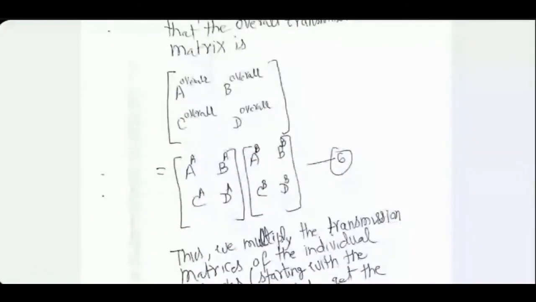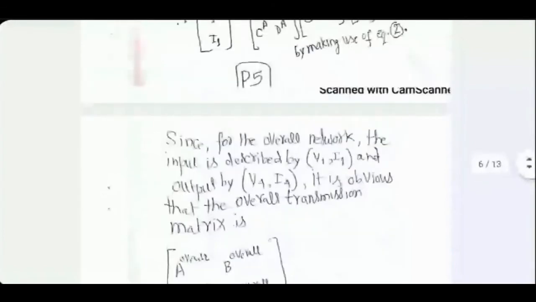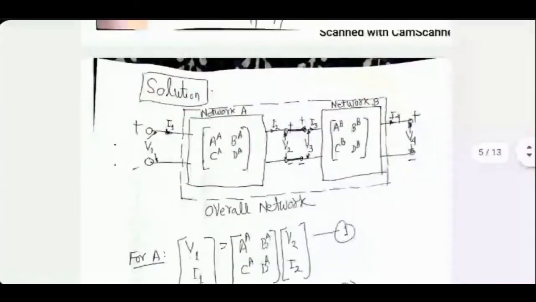So this is how this is proved. Overall, the ABCD matrix is the product of individual ABCD matrices. This result can very easily be generalized. If you had more than 2 networks cascaded, you simply multiply all the individual ABCD matrices to get the overall ABCD matrix. But remember, always start with the ABCD matrix of the leftmost network. Don't confuse yourself. Don't go from the right hand side. It has to be done from the input side. Always.